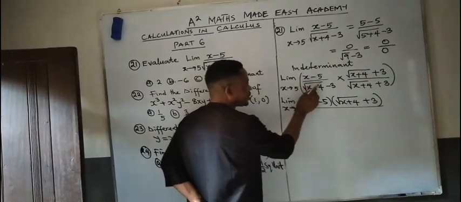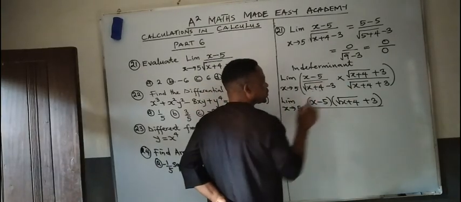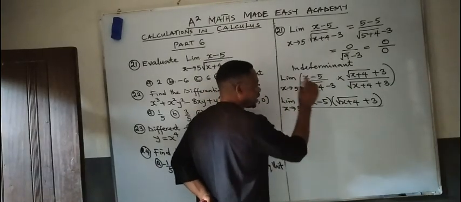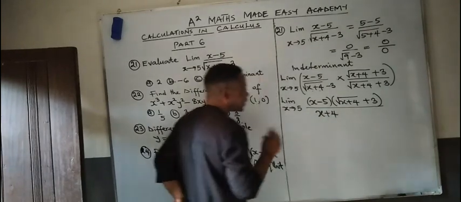Let's take for instance, this one now is square root of x plus 4 multiplied by square root of x plus 4. The square root will disappear. Then you pick one of the values, which is x plus 4, and that is all.